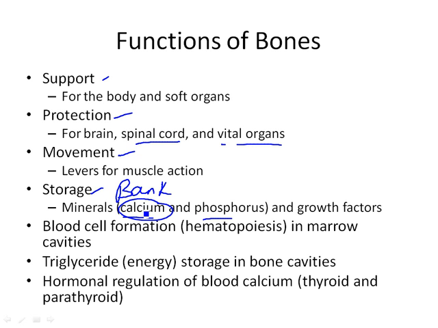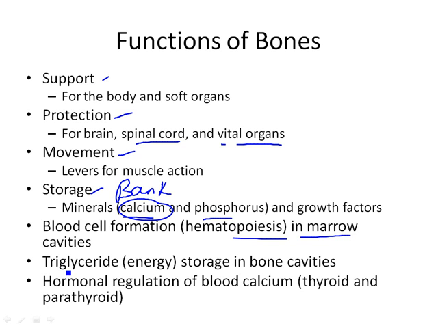Another function of bone is hematopoiesis, which is a fancy word for making blood cells. This occurs in the bone marrow, and that includes making red blood cells, which you use to carry oxygen through your blood, and white blood cells, which your body uses as part of your immune system.